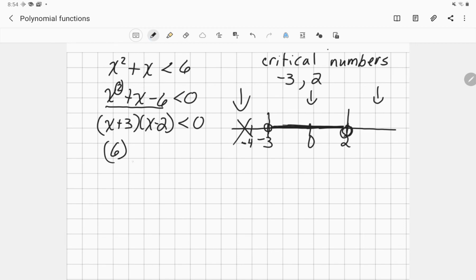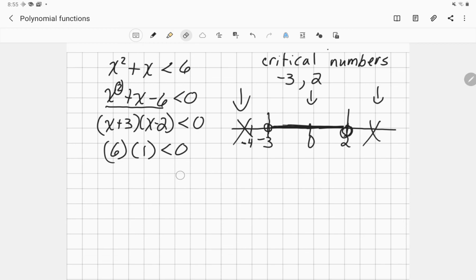3 plus 3 is 6, and 3 minus 2 is 1. And so I end up with 6 is less than 0, which it is not, so that section doesn't work either. Now you don't have to put X's there. I'm just doing that for your visual.